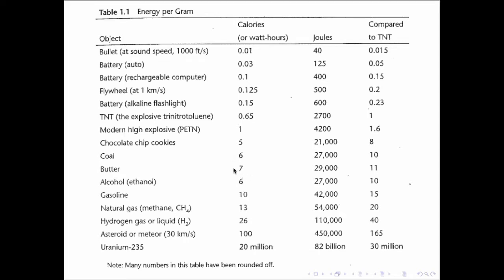You list butter up here at 7. I'm pretty sure I remember olive oil being 9. Okay, then a little bit above butter or olive oil is gasoline at 10, and then natural gas that you would heat your house with at 13 Calories per gram. And then even about a factor of 2 beyond that is hydrogen gas. So if you use electricity to separate water into hydrogen and oxygen, and then you just carry around the hydrogen as a transportation fuel, then per unit weight, hydrogen is actually about 2.5 times as good as gasoline.